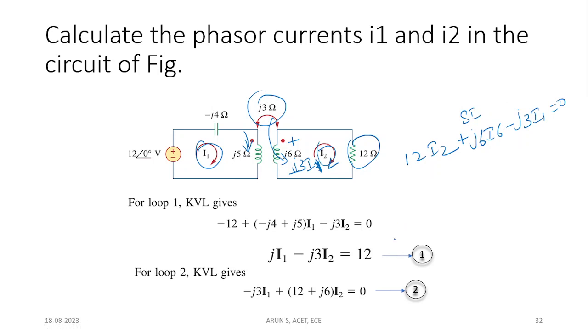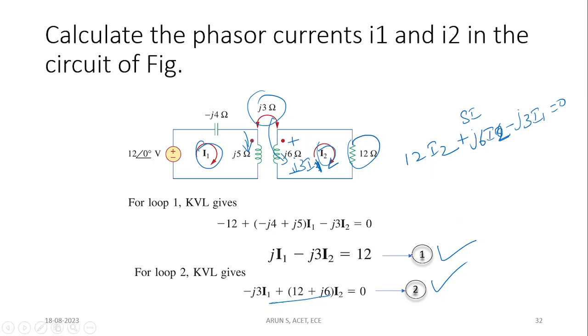So it is written as 12 I2 plus J6 I2. Sorry, it is not I6, it is I2. I mistakenly wrote I6, so ignore it, it is I2. It is due to the current I2. Minus the mutual induced voltage J3 I1, which is written here, equation number 2. So I got two equations now.